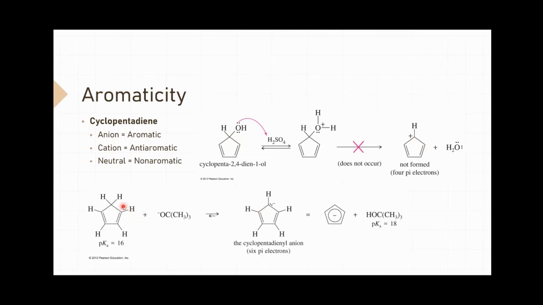However, if I deprotonate this ring, I would get an anion here. So if I count all the pi electrons, I would get 6. So that would be aromatic. So this reaction will happen because I'm going to a more stable product.